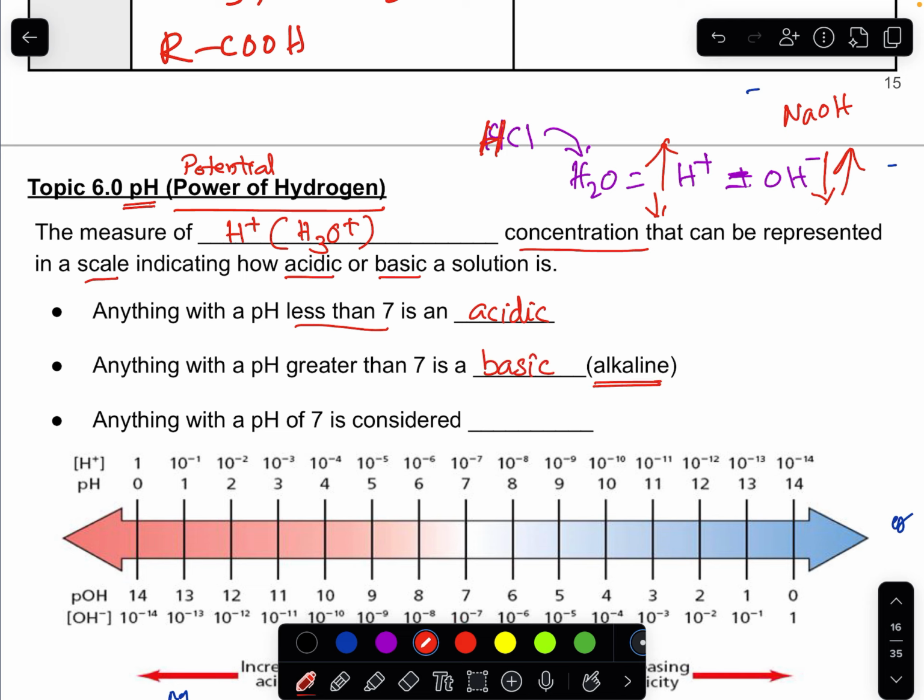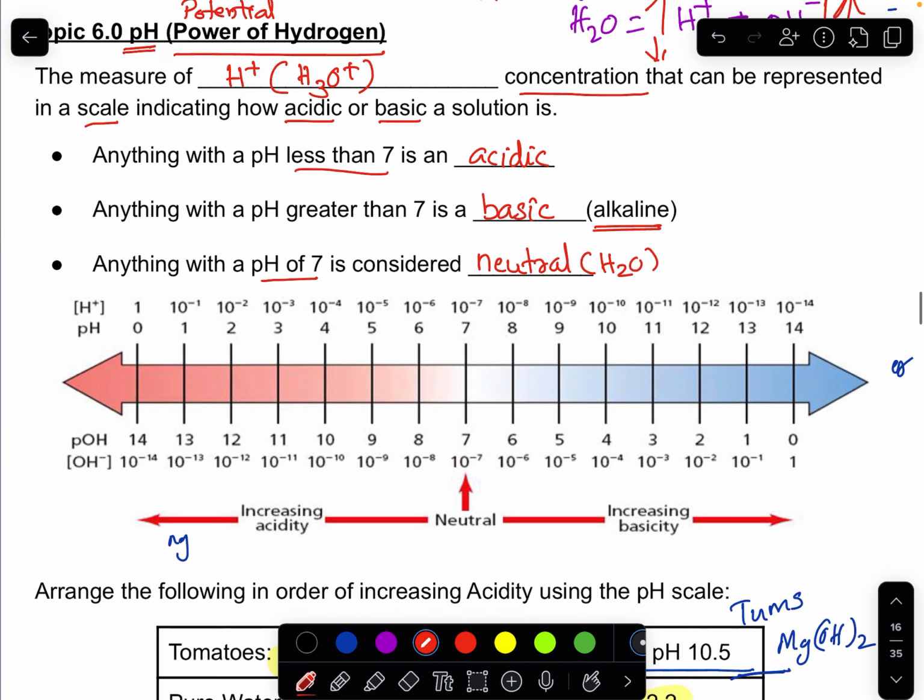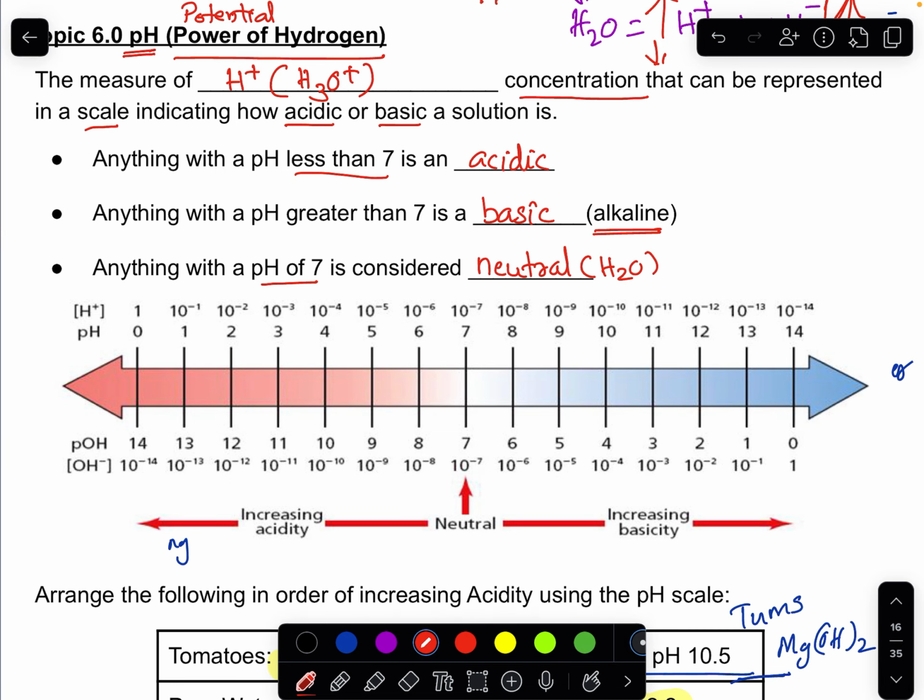Basic is also called alkaline solution because we learned alkali metals form bases in water, okay? Then anything with the pH of 7 is called what? Neutral. And we learned one example, which is what? H2O. Okay. Now you can see an example for a pH scale.